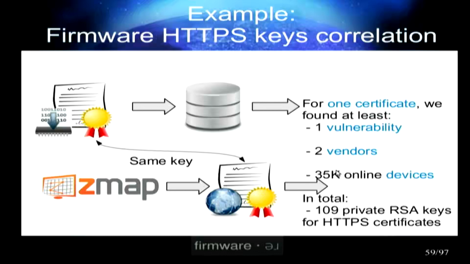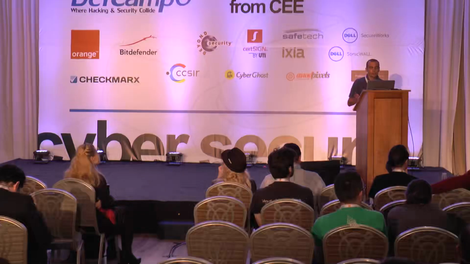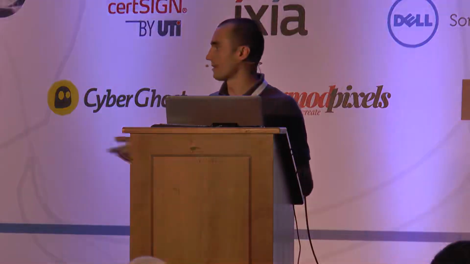And at the time when we did it, it was like 35,000 online devices. And basically, we have in total around 110 private RSA keys for HTTPS certificates. And this list still grows every time we get a new firmware. We sometimes get a new private key, and we just keep looking for them.